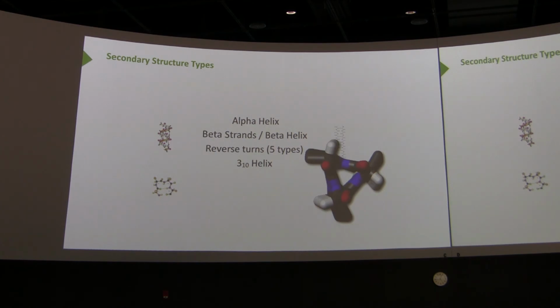The last thing I'll talk about is another type of helix that we find inside of cells called a 3-10 helix. It gets its name from the fact that it makes 3 turns in 10 amino acids. You can see it's a beautiful structure on the screen there.